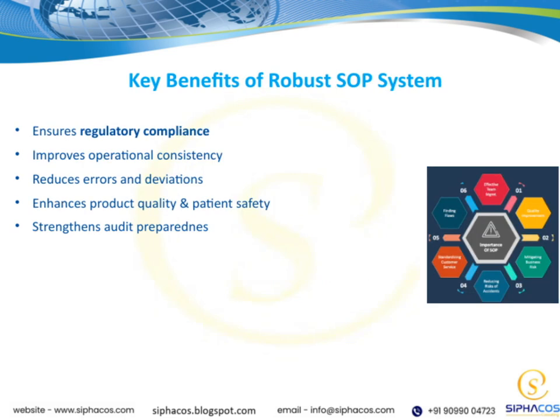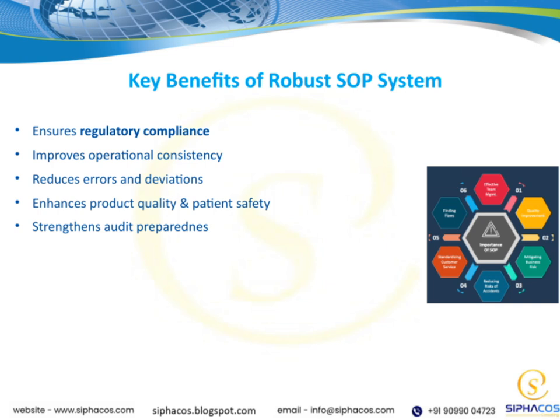Let's take a closer look at the key benefits of having a robust SOP system in place. First and foremost, it ensures regulatory compliance. This means that our processes meet all the necessary industry standards and legal requirements, reducing the risk of penalties or delays. Next, it improves operational consistency. With clear, standardized procedures, everyone on the team follows the same steps, which helps us operate more smoothly and reliably. This consistency is critical for maintaining quality across all our activities.